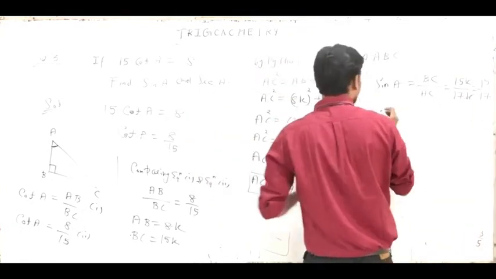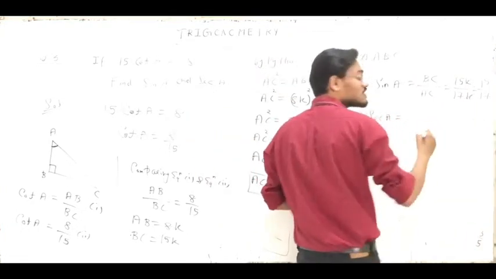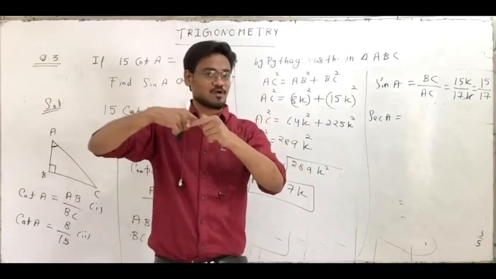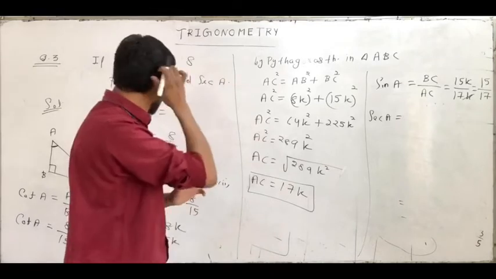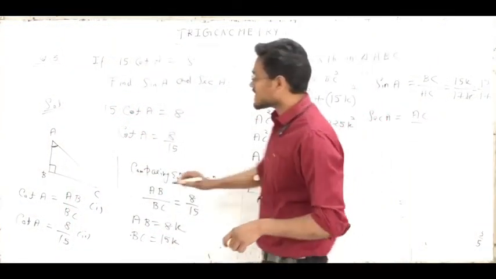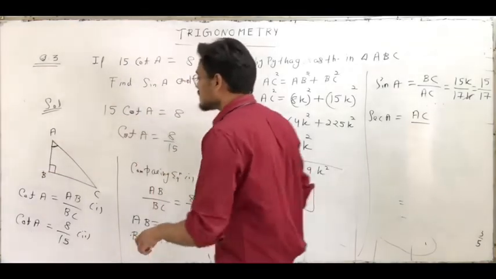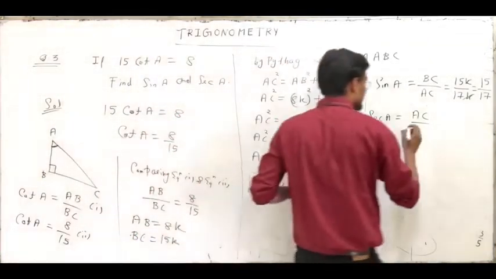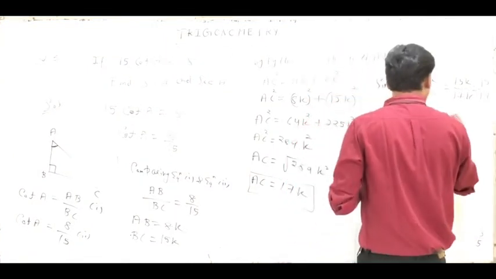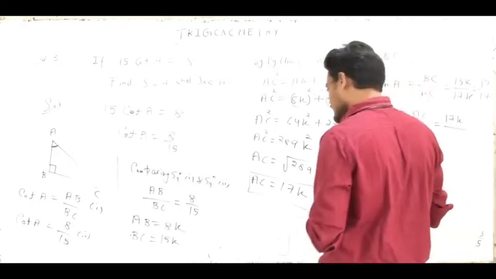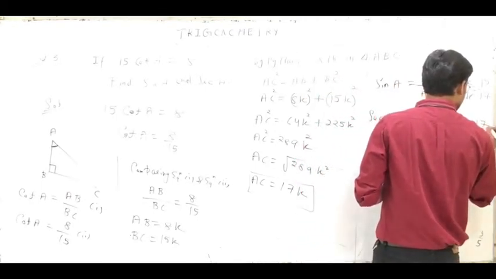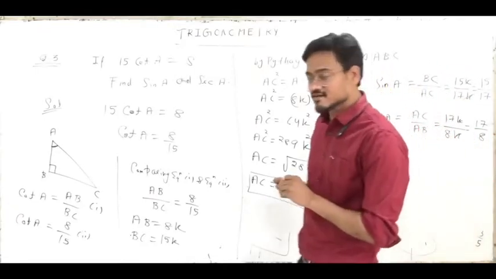Similarly, I have to find sec A. What was cos A? Base upon hypotenuse. So sec A is hypotenuse upon base, just the reciprocal of cos A. That means AC over the base for angle A, which is AB, because BC is the perpendicular. So AC over AB. The length of AC is 17K and the length of AB is 8K. So my answer is 17 by 8. Clear? Note it down.